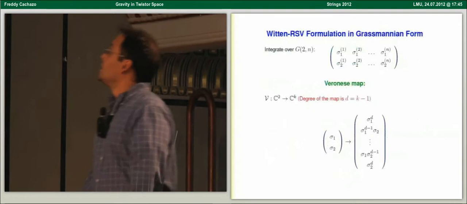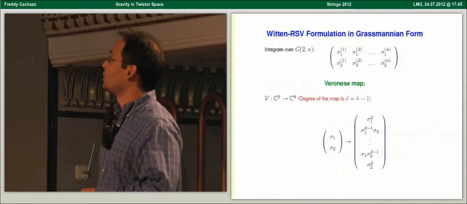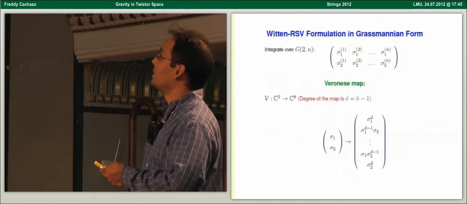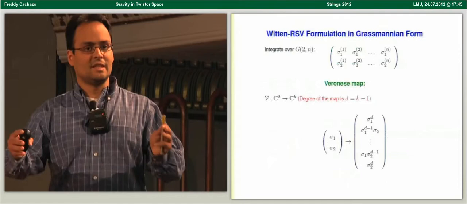So let me also review the connected formulation, but from a slightly different point of view. This is somehow close to my heart, which is the Grassmannian formulation. Here, we start with an integration over the Grassmannian of two planes in n dimensions. I'm thinking about these column vectors as being points in C2. They are not points on a Riemann sphere anymore. They are points in C2.